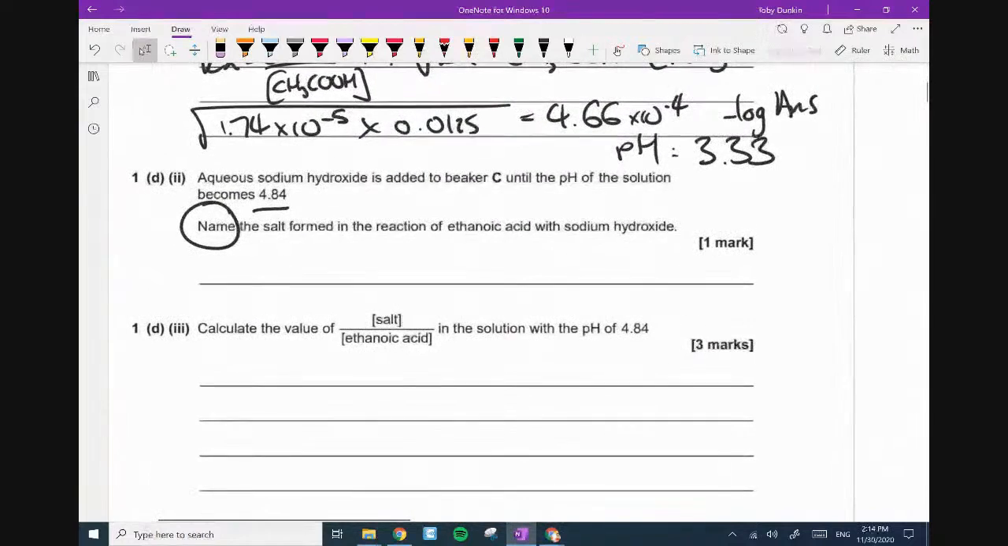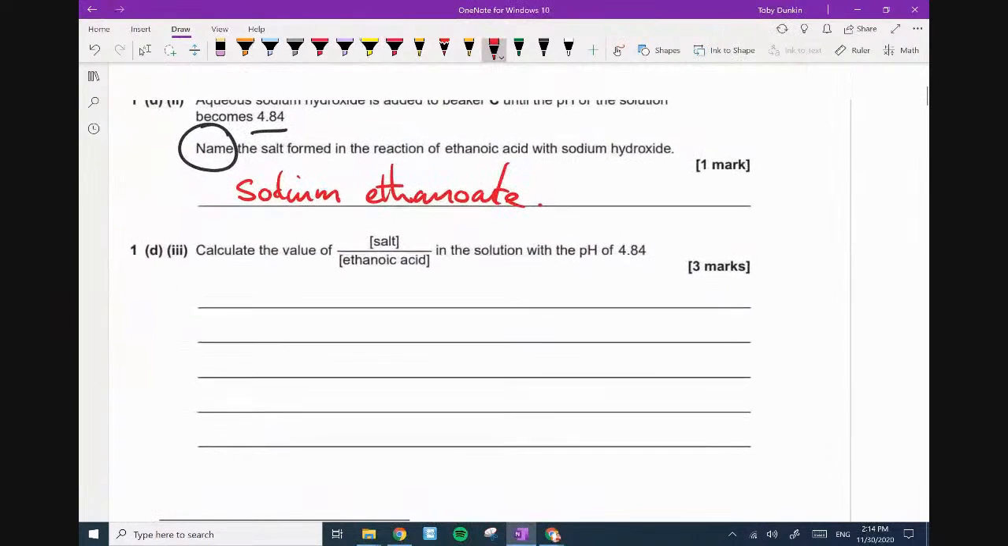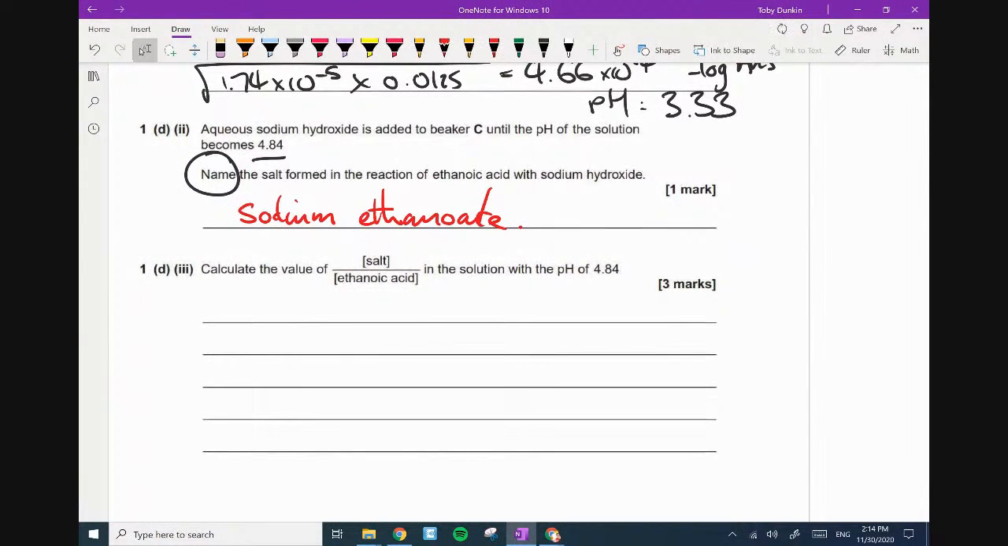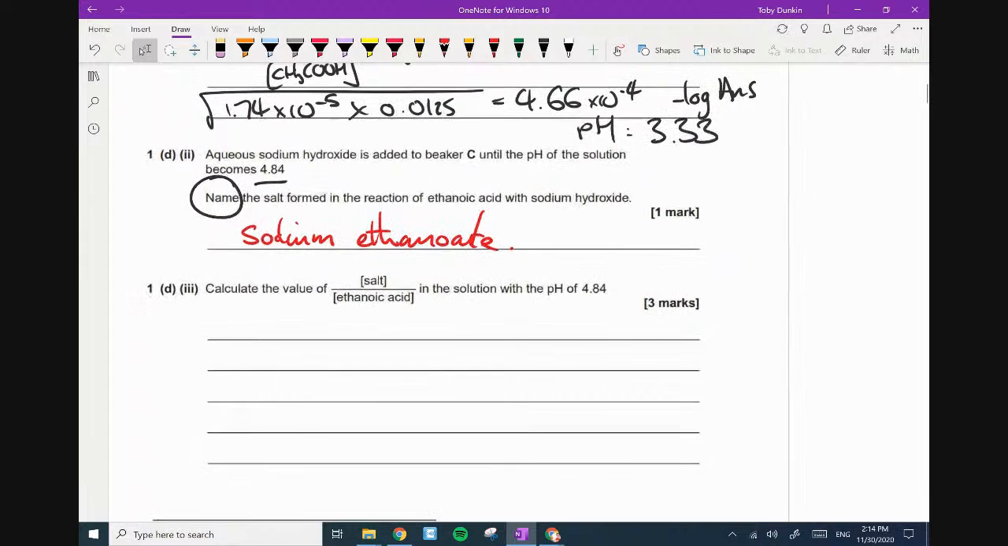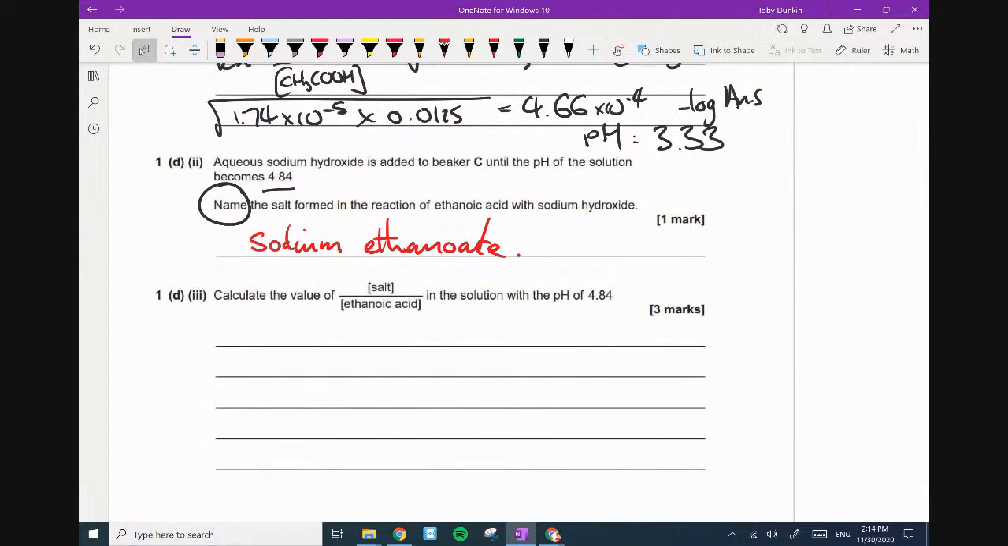Let's go back to the beginning. Name the salt. This is sodium ethanoate. If you do a formula, you're going to lose the mark. Sodium ethanoate. Okay, so now calculate the value for the salt to ethanoic acid ratio in the solution at pH 4.84. Pause the video, guys. Have a go.